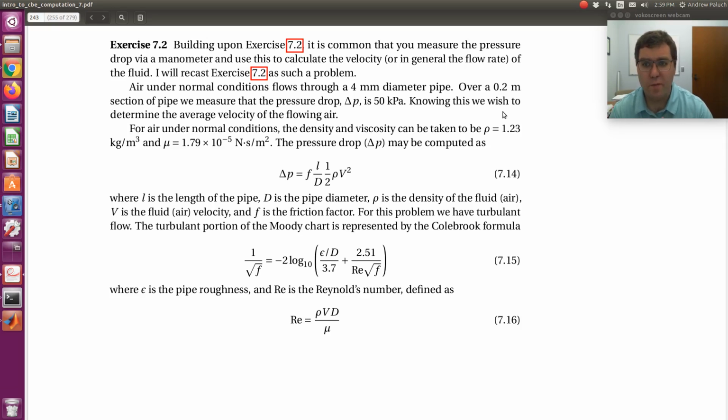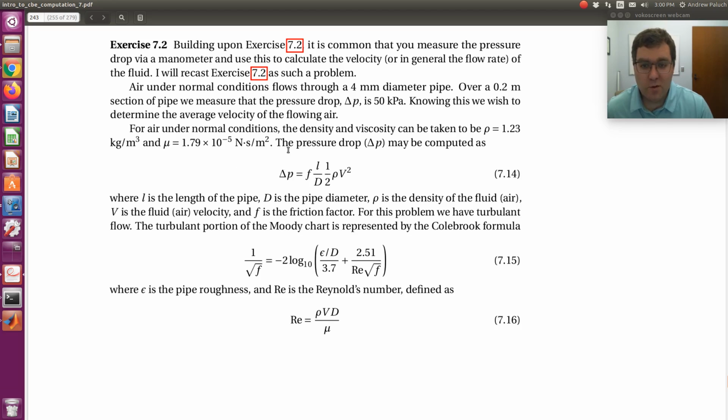Alright, another help request for exercise 7.2. Again, the issue is, our equation of interest is equation 7.14. And so in problem 7.2, we're given the pressure drop. We're given L, the length of our section of pipe, diameter of our pipe, density of our fluid, and air, which is air in this case, but we're not given velocity.